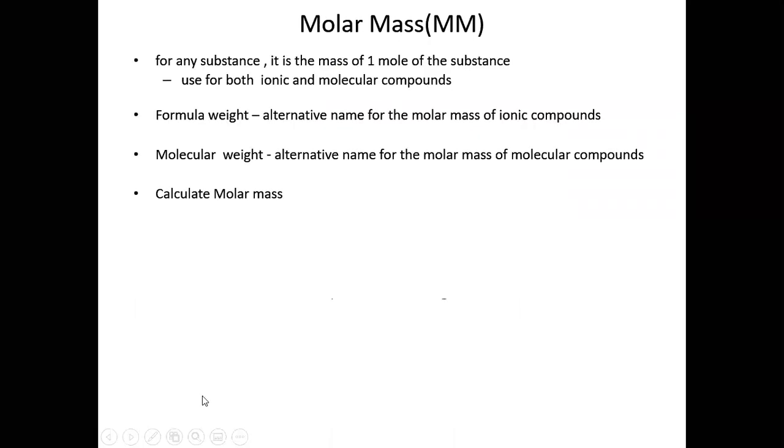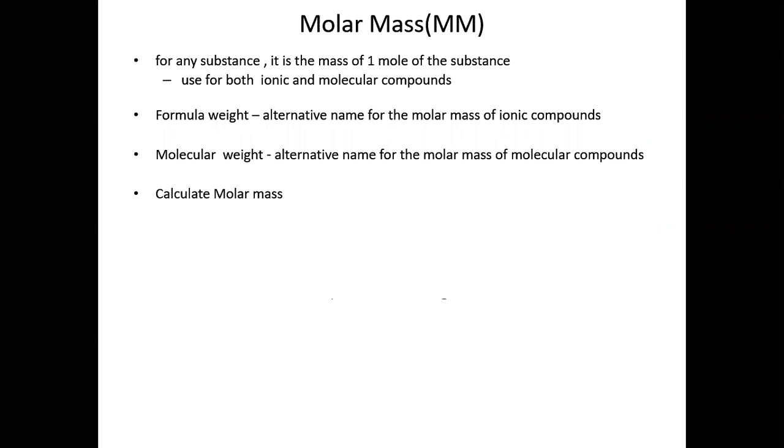And so with these atoms, with these elements, we get what's called a molar mass. The molar mass is the mass of 1 mole of substance, and this is used both for ionic and molecular compounds. So if you know the formula of the compound, you can calculate the molar mass of that compound.